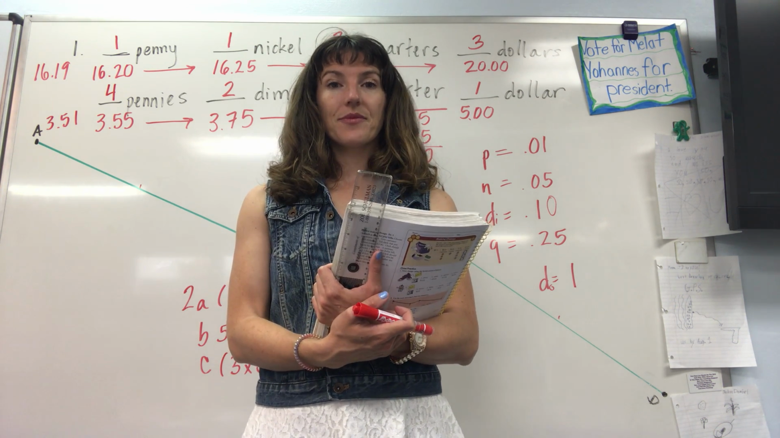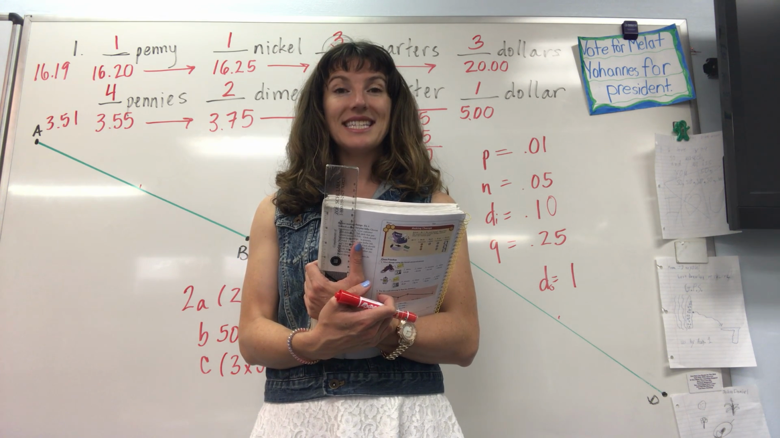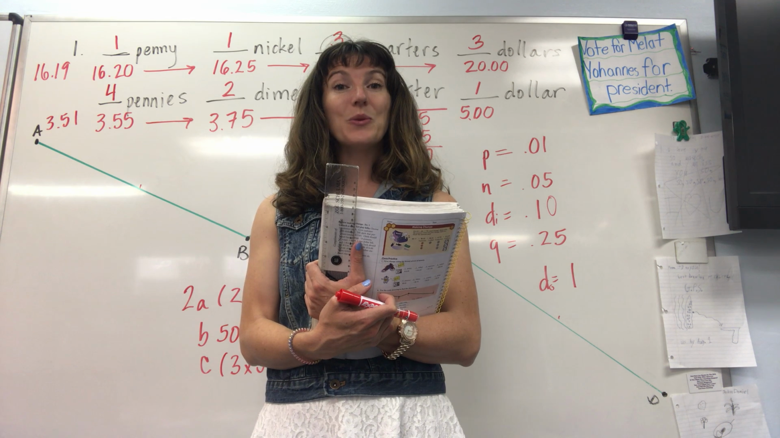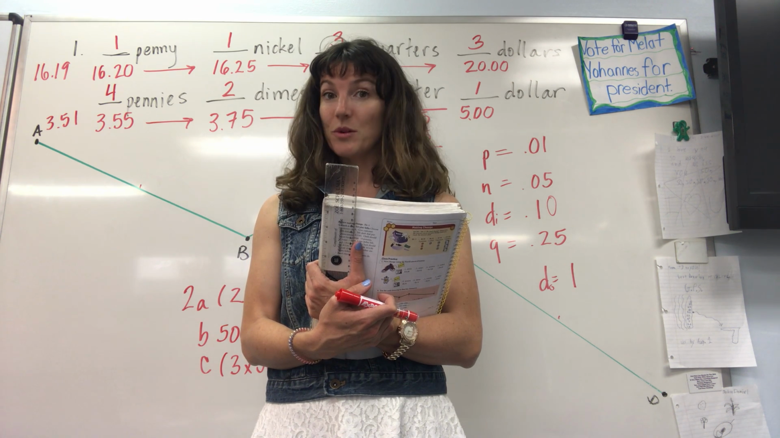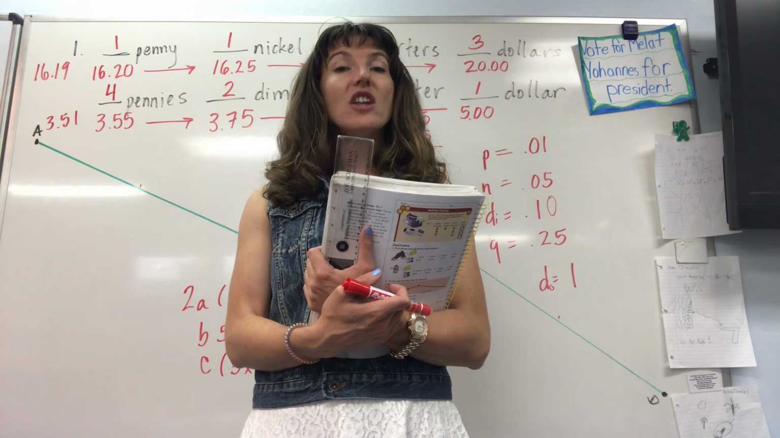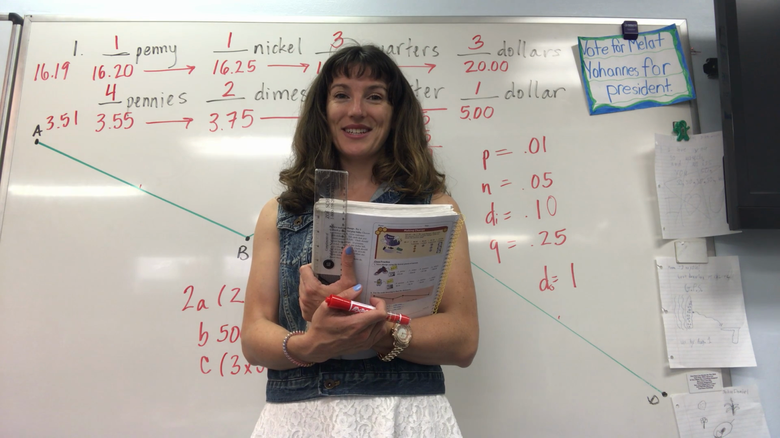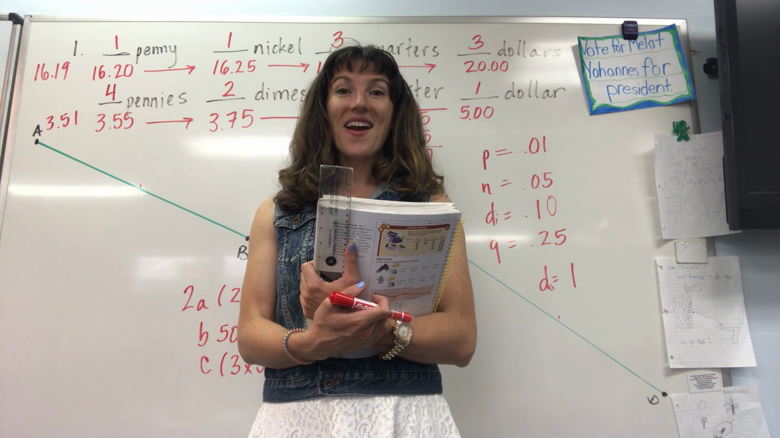3A, 3/10. How do you write 3/10 as a decimal? 3B, 3/100. Last time, 3/100.